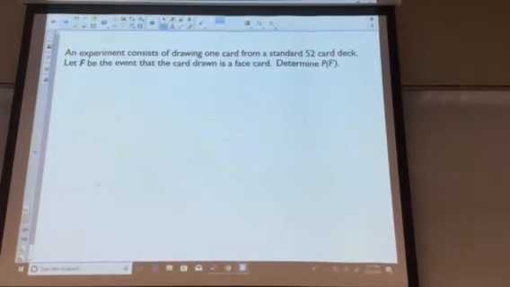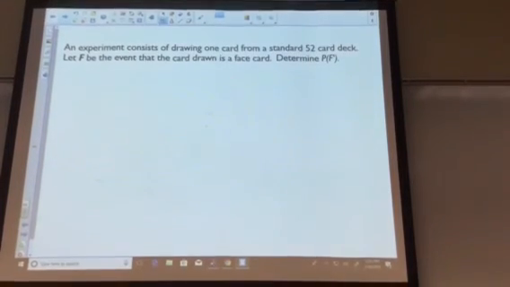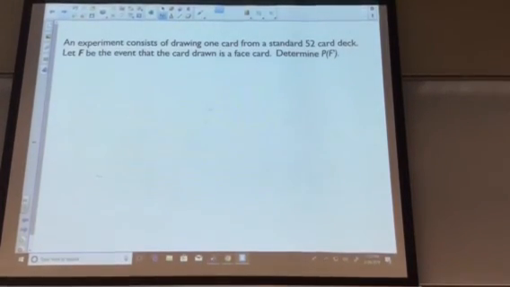An experiment consists of drawing 1 card from a standard 52 card deck. Let F be the event that the card drawn is a face card.